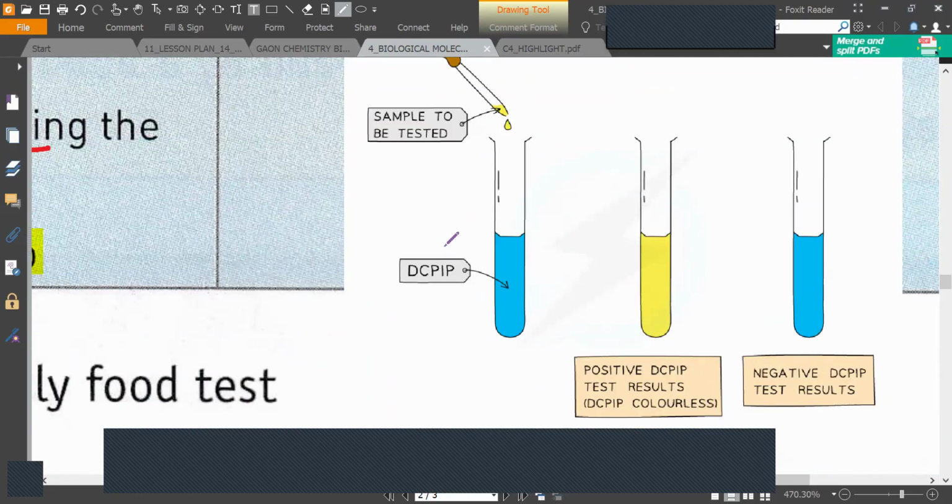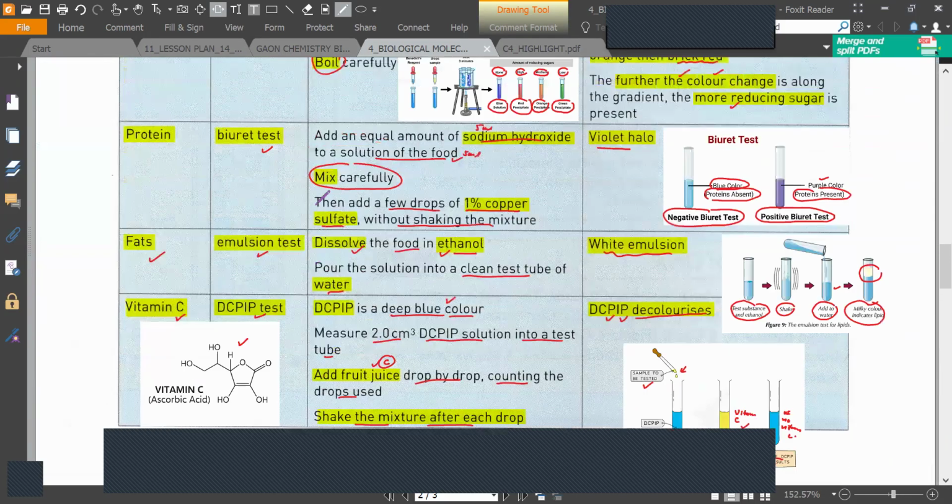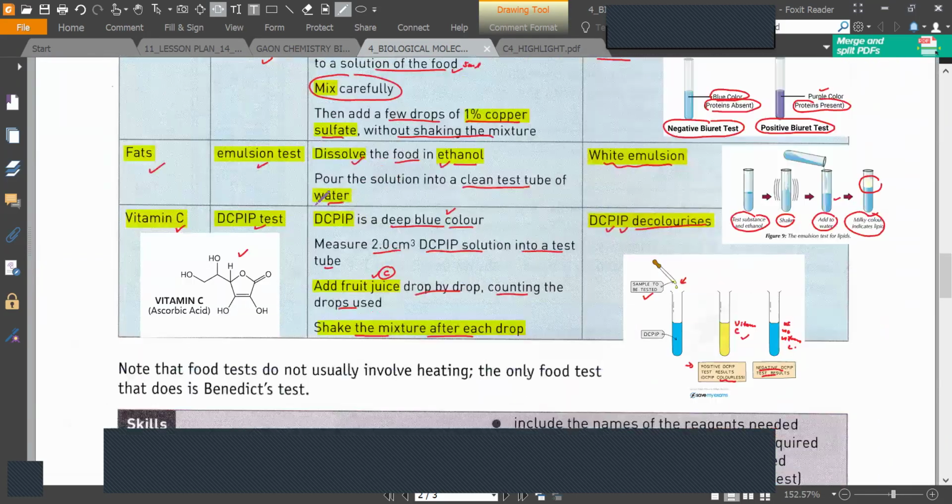So for the DCPIP solution, we add the sample drop by drop. If it turns colorless, it means vitamin C is present. If it remains blue, it means no vitamin C. So these are all the tests that we need to know for the IGCSE.